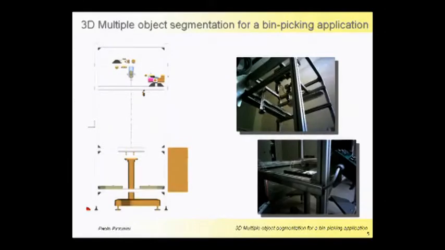This is the scheme of our test bed. Here there is the stereo pair. This is the laser projector, and this is the bin containing the objects to take out. In the rightmost part of the slide, you can see 2 pictures of the real test bed.